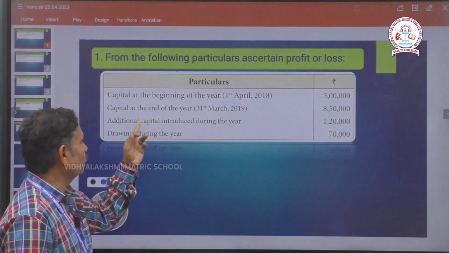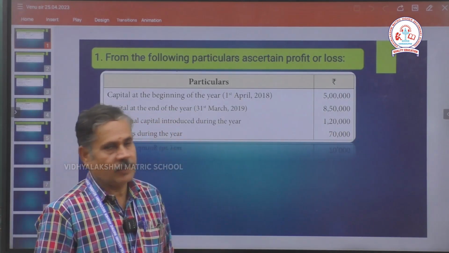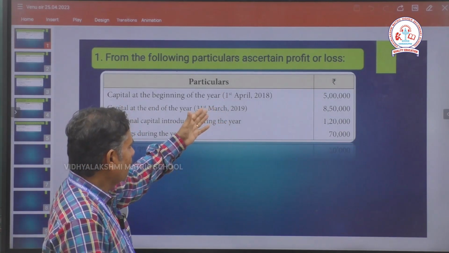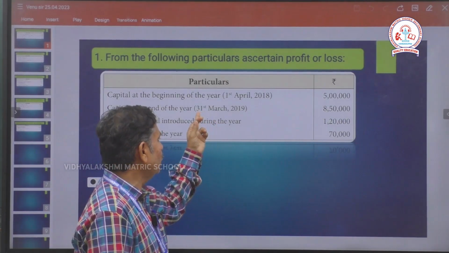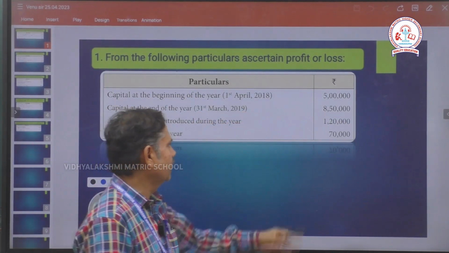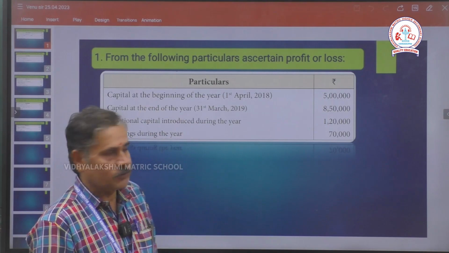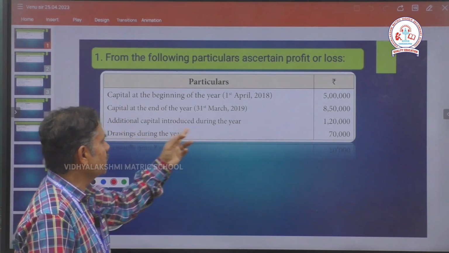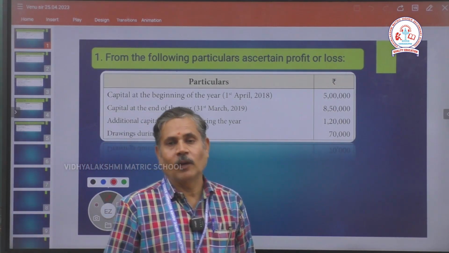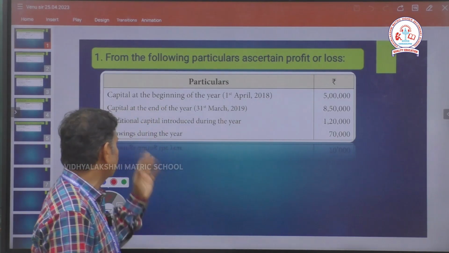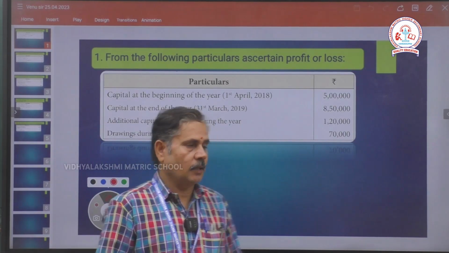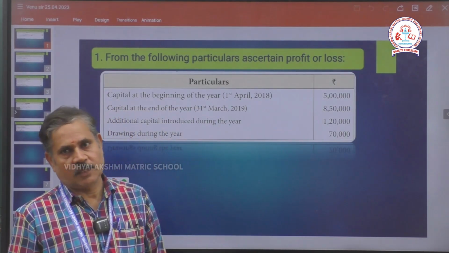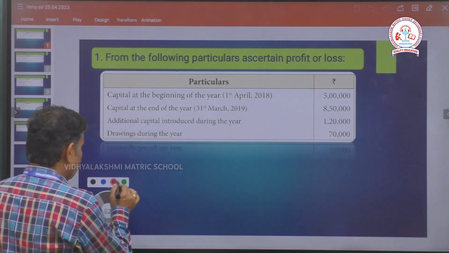After that, the second one given is capital at the end of the year. End of the year always means March, the end of the 12 months. 31st March 2019, and write the value 8,50,000. After that, the additional capital during the year is 1,20,000. Finally, the drawings during the year are 70,000. Then based on that, find out the profit or loss. Okay. Now we will go for the answer.